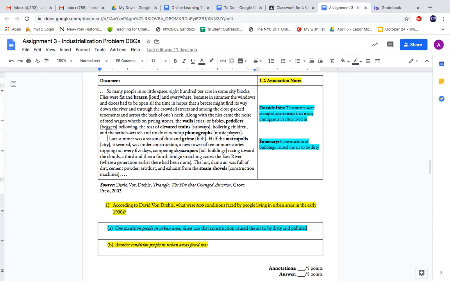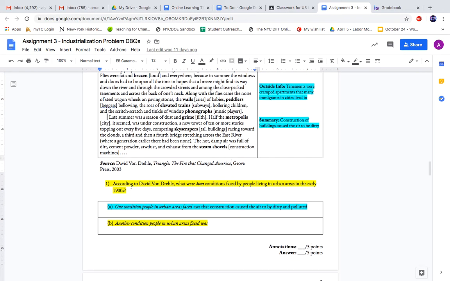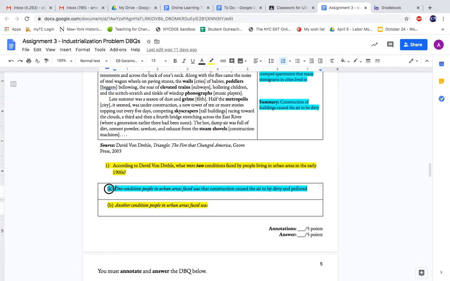So as an example of a summary annotation over here on the right side, I wrote the summary of that second part. My understanding of what I read is that construction of buildings caused the air to be incredibly dirty. Okay, so there's our first document. And the question we are answering down here in yellow is, according to David von Drehel, what were 2 conditions faced by people living in urban areas in the early 1900s? Now my model answer in blue here is: one condition people in urban areas faced was that construction caused the air to be dirty and polluted, right? I got that from my summary annotation up here.